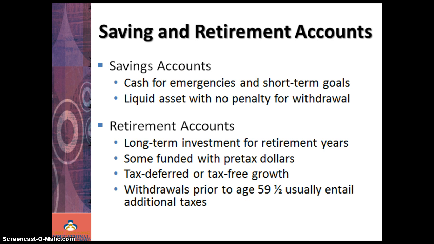Saving and retirement accounts. There are different ways for your money to work for you. A savings account is a great way to set money aside for emergencies and short-term goals. It is a liquid asset, which means it is readily available for use with no withdrawal penalty. Generally speaking, savings accounts have low interest rates, usually less than 2 or 3%, which means your input grows slowly.